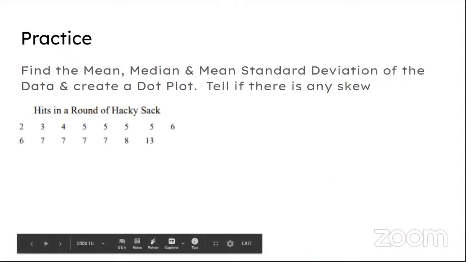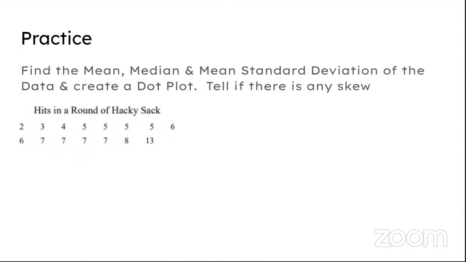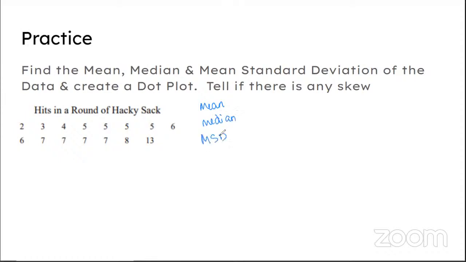All right, so we've got some practice here for us. We're supposed to find the mean, the median, and the standard deviation of the data and create a dot plot. Okay, so let's write down what we're supposed to find first. The mean, the median, and the standard deviation of the data and create a dot plot. And we're supposed to tell if there's any skew.